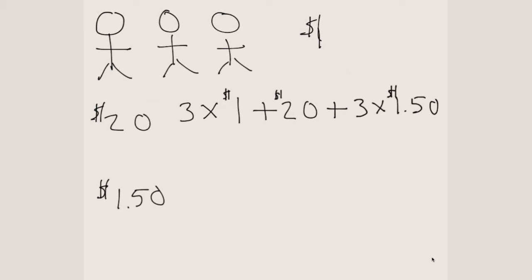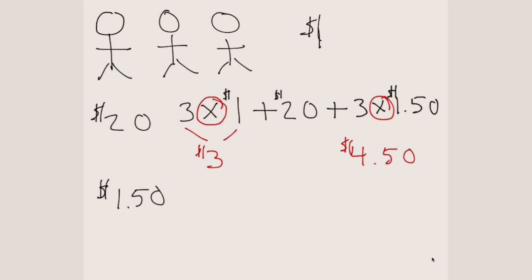Let's start by finding all of the multiply and divide left to right, because order of operations says first find multiply and divide left to right. So I find a multiply and I find a multiply here. So 3 times 1 gets me a total of $3. And 3 times $1.50 gets me a total of $4.50.